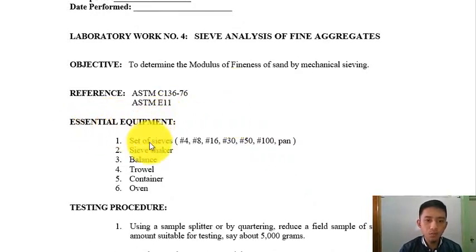So essential equipment, so again, set of sieves, but this time, these small openings now since we are on fine aggregate. So number 4, number 8, up to number 10. Okay, so 2, 4, 6 together with the pan. Okay, and then sieve shaker, but if you do not have sieve shaker, you can do it manually again, but that will be within 10 minutes. Balance, okay, trowel, container, and then oven. But again, our sample is already dry, so we do not need to use the oven.